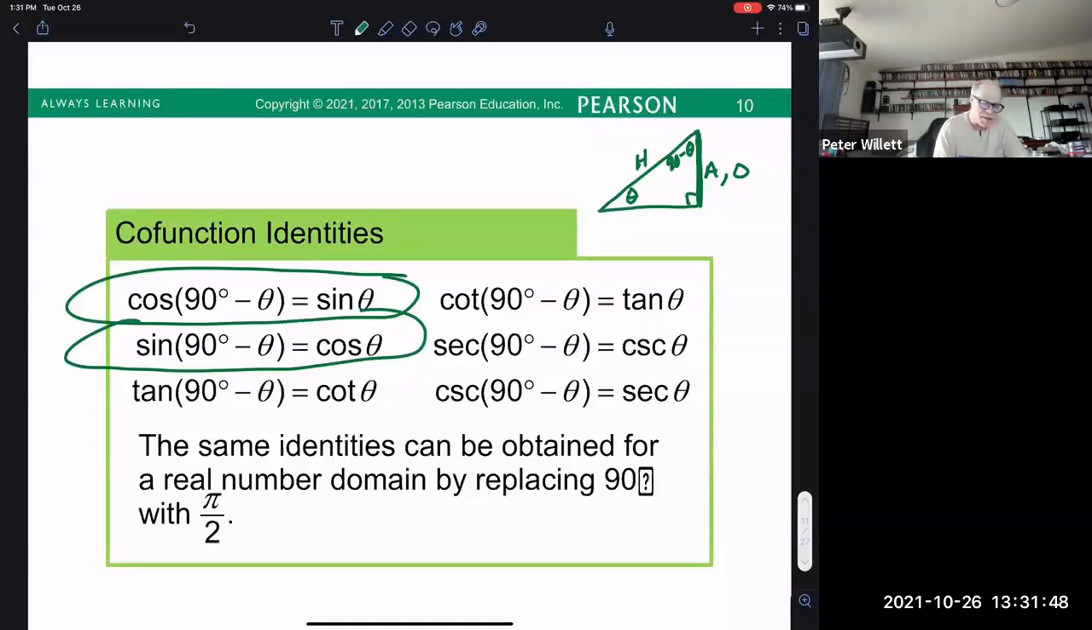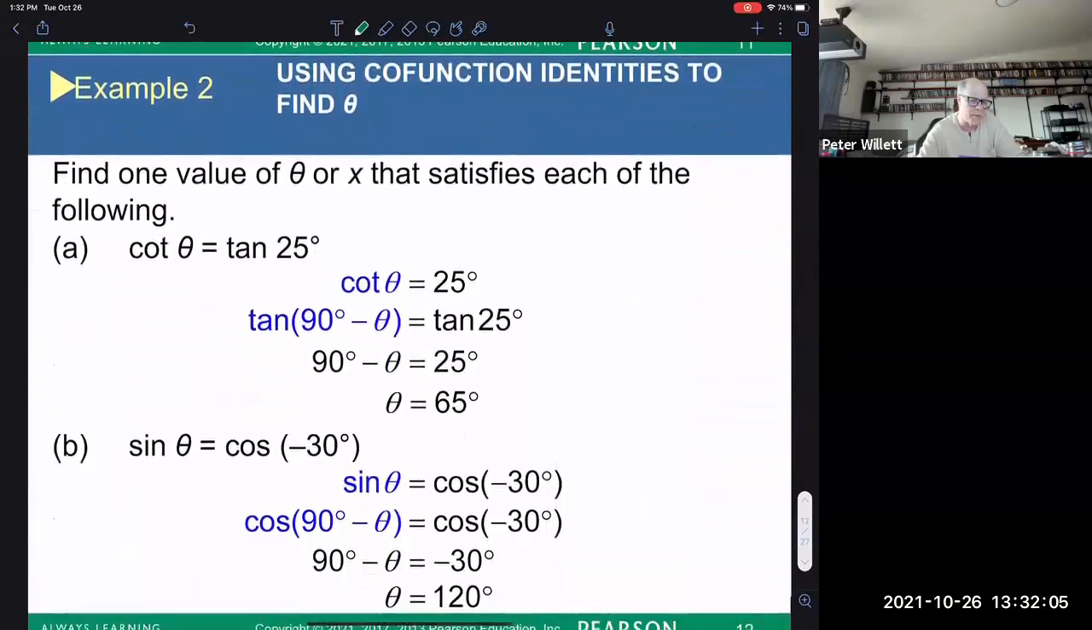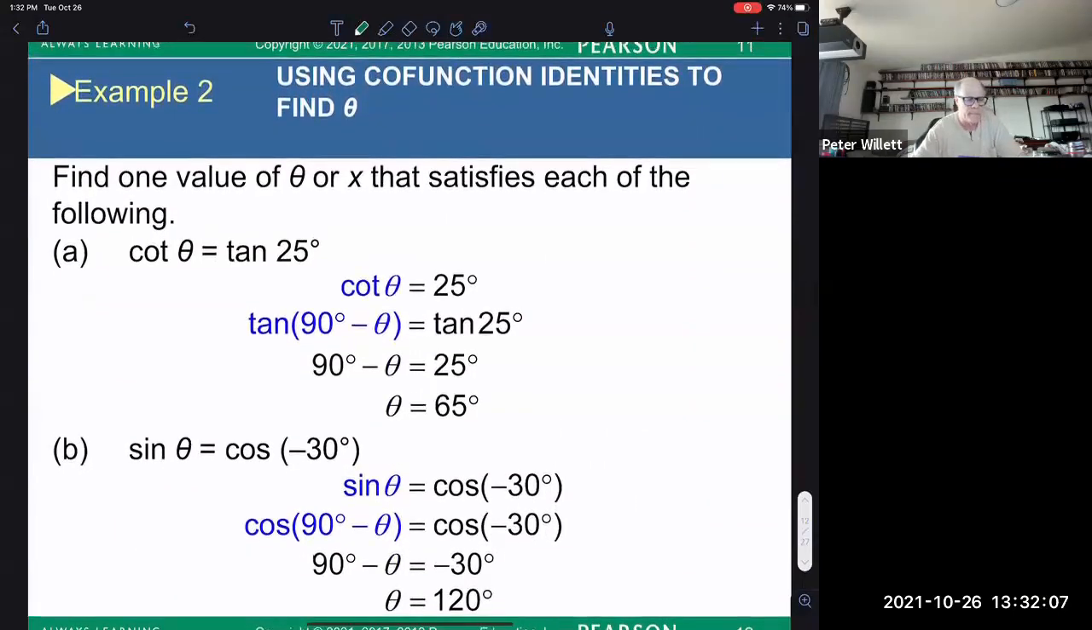And the same identities can be obtained for real numbers, replacing 90 degrees with pi over 2. And so we could do all of these in terms of radians instead of degrees. So they toss these back in our face and then say, all right, here's some more problems to play with. All right, so let's take a look.